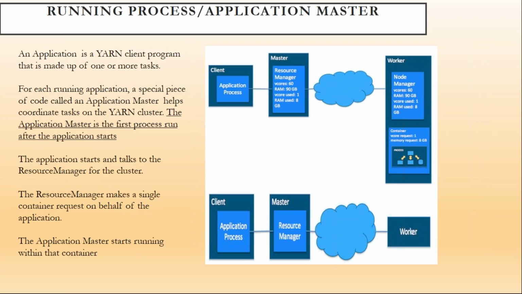Now, running process and application masters. There is a slight difference between container and application master. Don't get confused. First I'll explain the diagram and then I'll move to the theory. You have a client and you have an application process that is launched by every client. Now, the first request goes to the master, and the master will know what resources are available. For example, your master has 60 virtual cores and 90 GB of RAM, and at the moment the virtual core use is only 1 and RAM used is 8 GB. This is the resource utilization of your master.